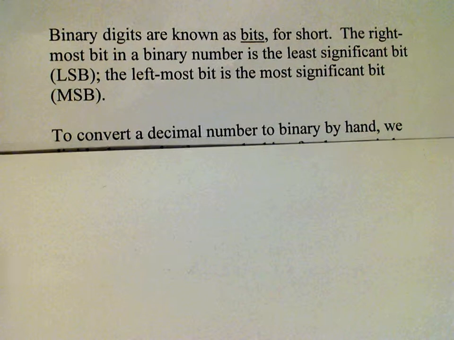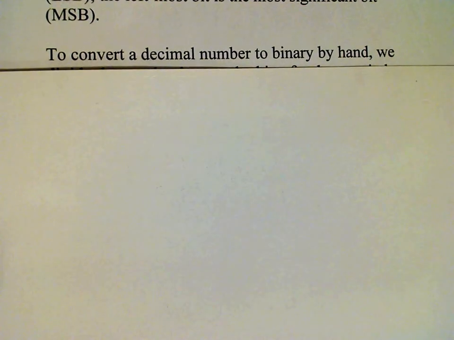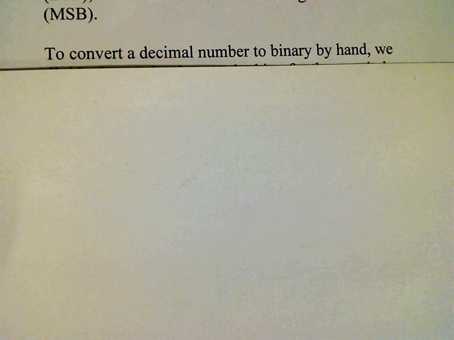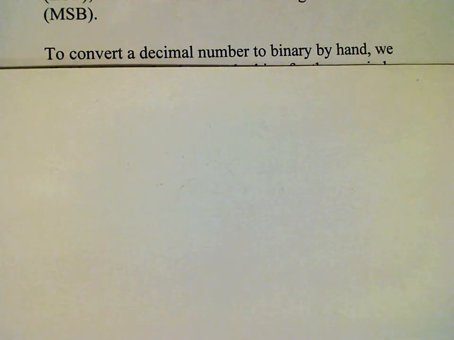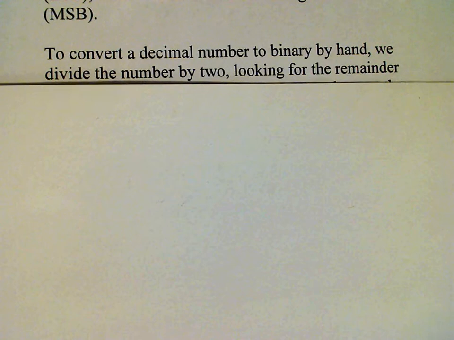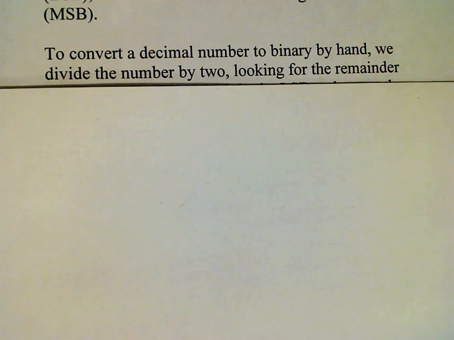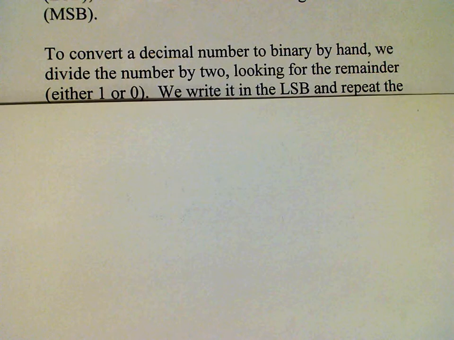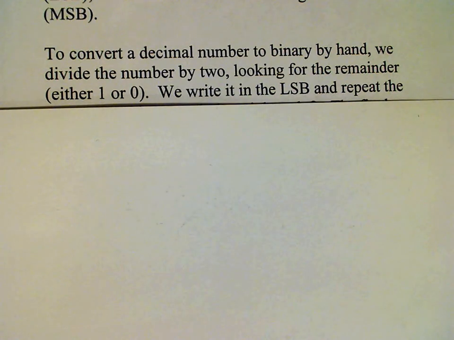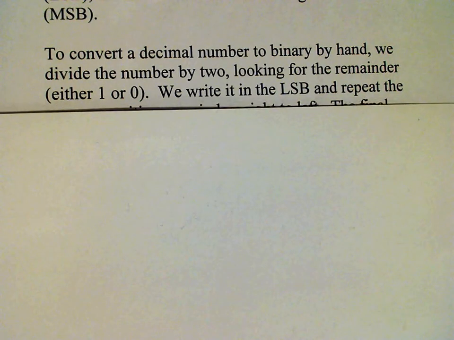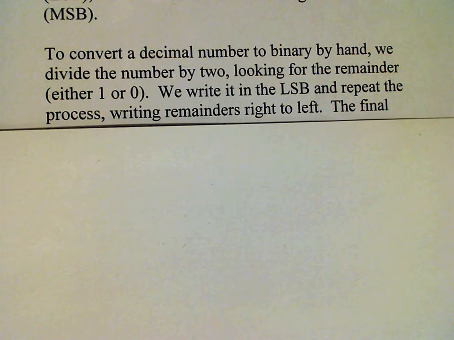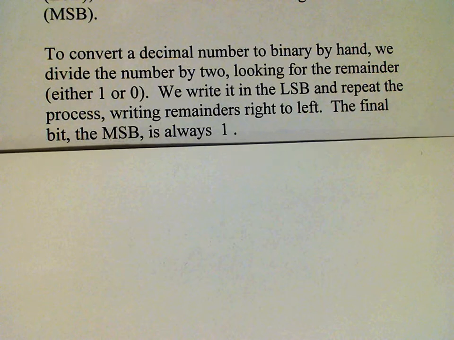And so the next thing is, how do we do these conversions? If we want to convert a decimal number to binary by hand, then what we do is divide the number by 2 repeatedly, keeping the remainders, which will be either 1 or 0, and we write those from the right. Okay, so we repeat the operation, keep dividing by 2, and writing the remainders right to left, and then the final bit will always be a 1.